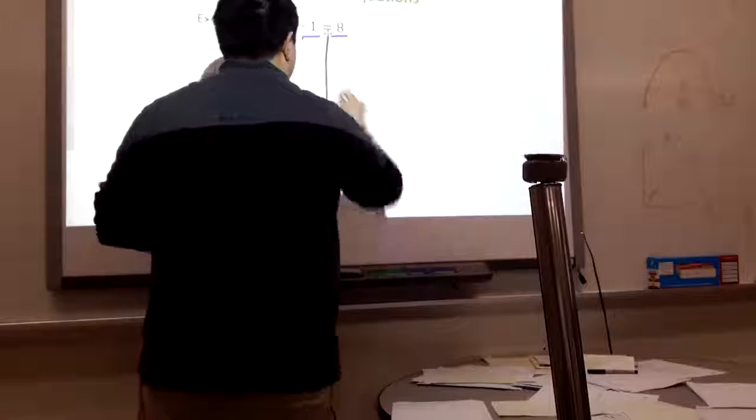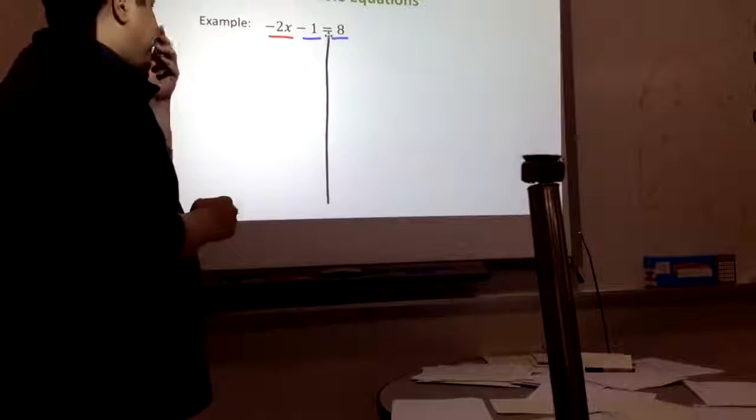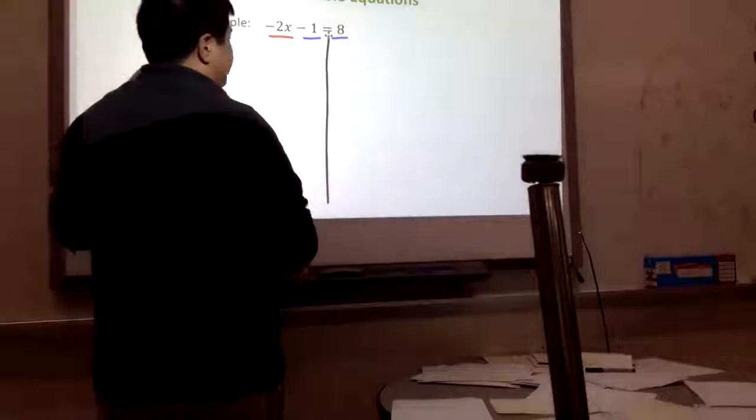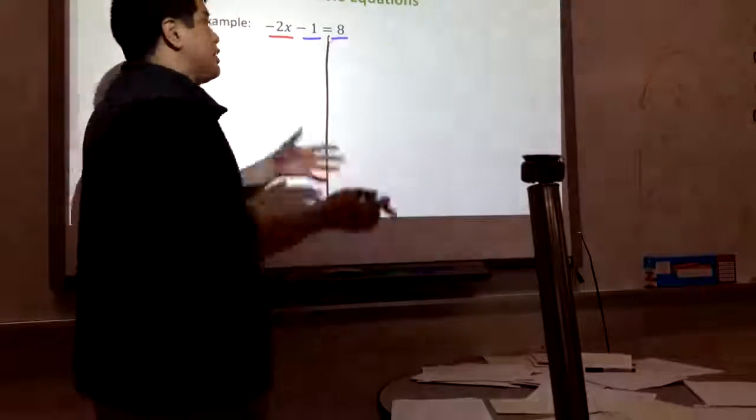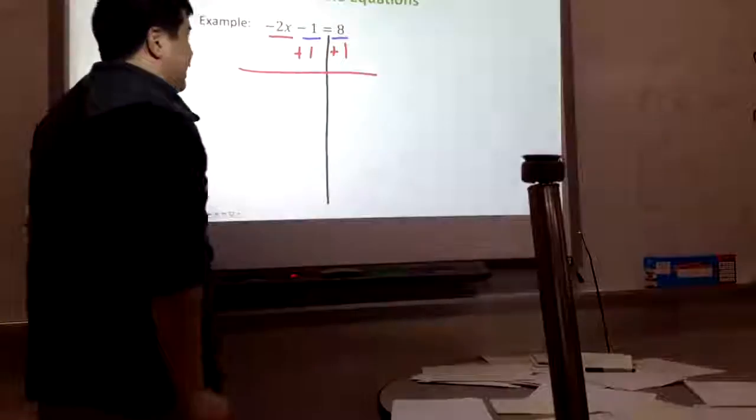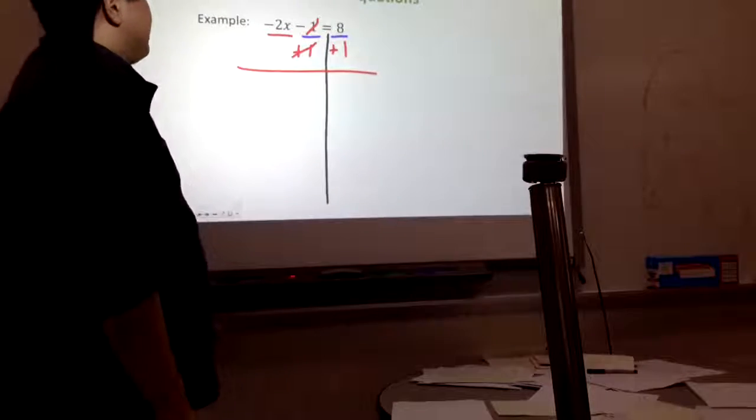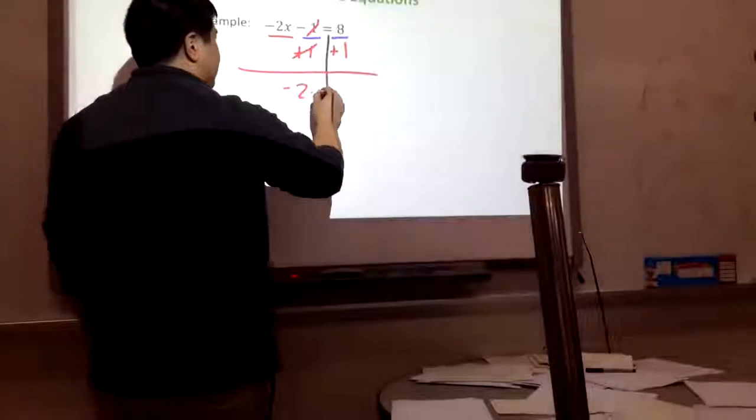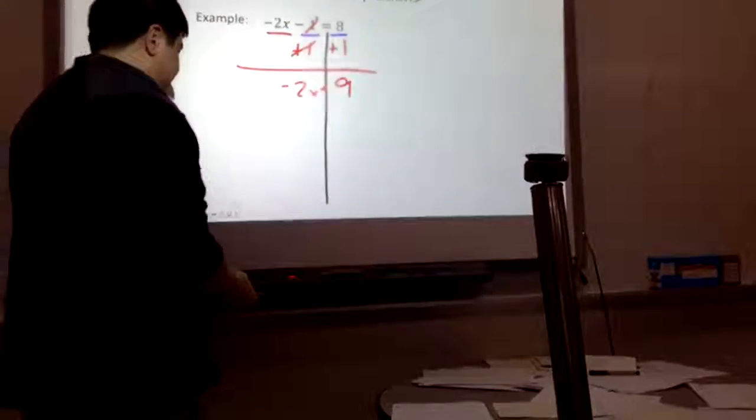We want this minus 1 to be out of this left-hand side. And we're going to accomplish that, getting rid of this minus 1, by doing the opposite of minus 1, which is plus 1. We're going to do it to both sides because of the golden rule of algebra. Once we do that, these terms cancel out. We get negative 2x equals 9, and 8 plus 1 is 9.